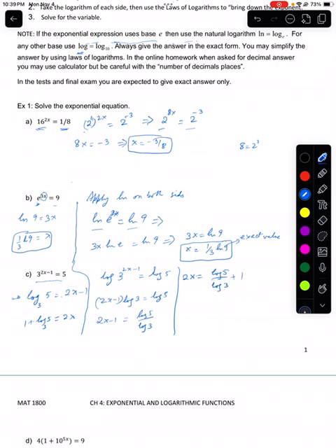Now divide by 2. So this term, this thing remains as it is. Okay, you do not need to make any changes or simplify it. You cannot apply any laws of logarithm. That is your answer.